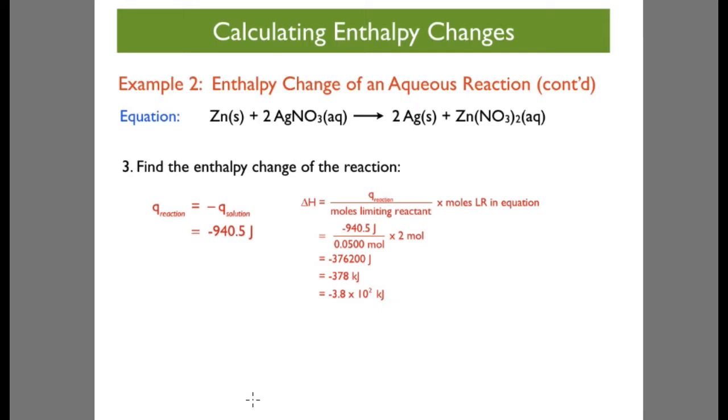Finally, we're going to find the enthalpy change of this reaction. So if that was plus 940.5, we know that the heat of the reaction giving out this heat is going to be minus 940.5 joules. This is going to be the exothermic reaction producing this heat, which was absorbed by the solution.